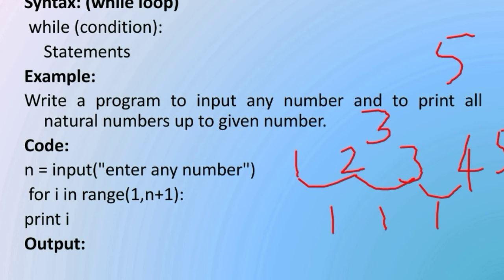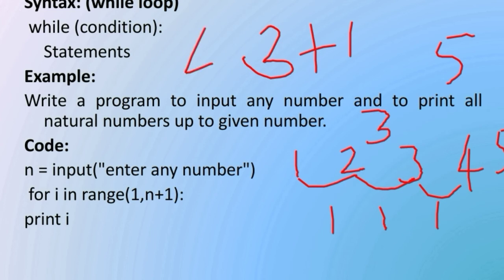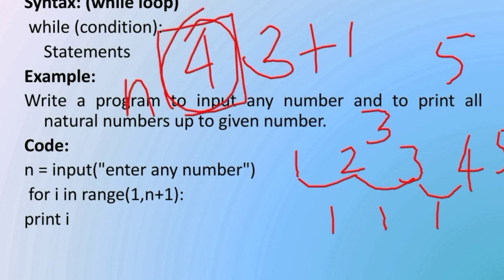Next one, n plus 1. So the condition is up to n plus 1. The calculation is performed. That is, if the number is 3, then n plus 1 is 3 plus 1, which is 4. So 4 is stored in the variable n. So based on this condition, the answer is displayed.